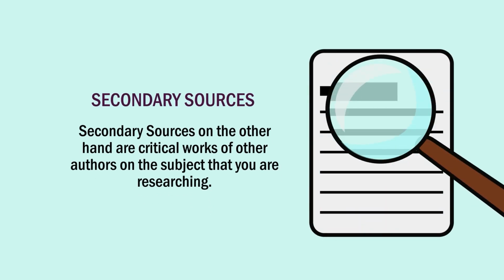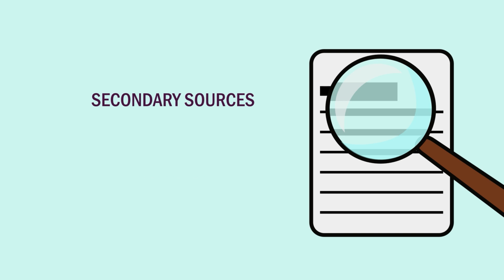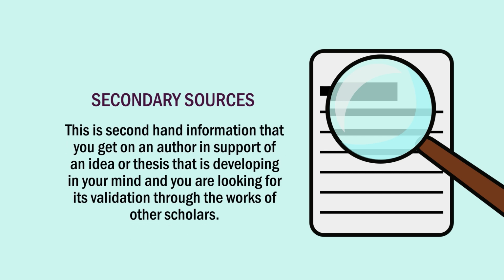and experiences. Secondary sources, on the other hand, are critical works of other authors on the subject that you are researching. This is second-hand information that you get on an author in support of an idea or thesis that is developing in your mind, and you are looking for its validation through the works of other scholars. Secondary sources take the form of research articles, essays, books, theses, and dissertations.